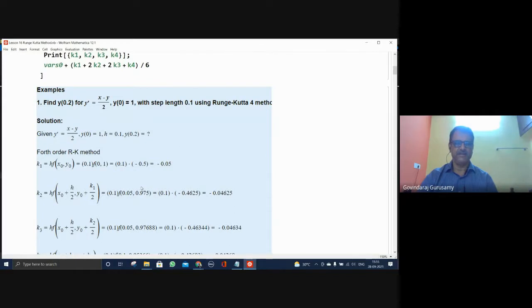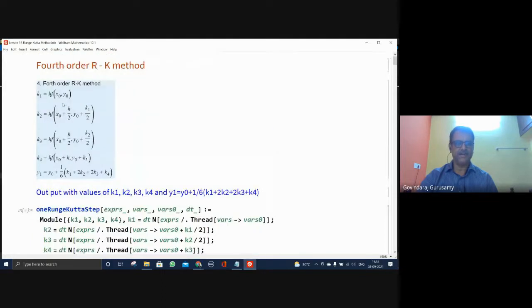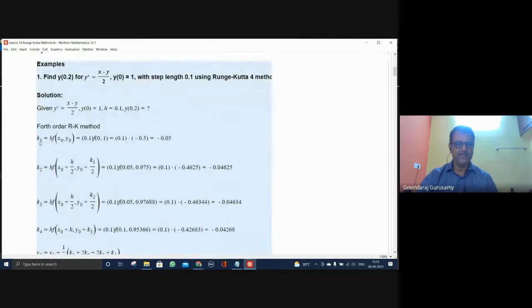They will be struggling to understand and do it. Now, y prime is this, and substitute these formulas step by step, whatever is given here. The steps are given in detail for every one of them. For K1, make a substitution and find the first one. For K2, make a substitution from this K1.